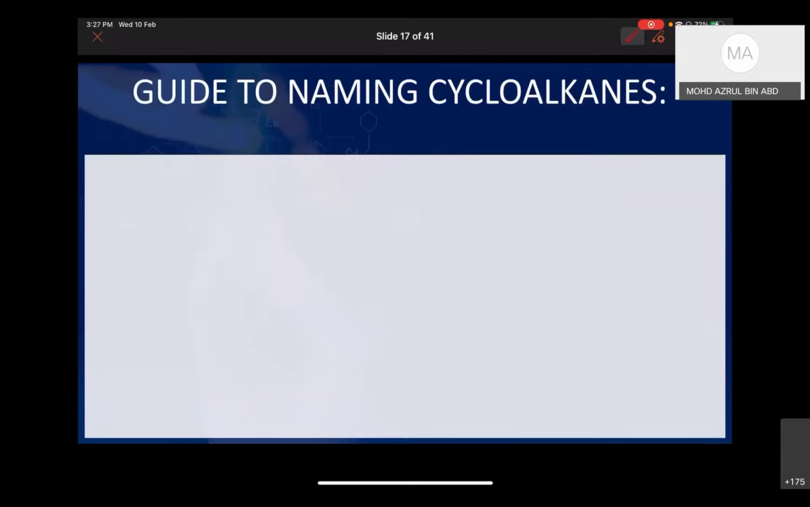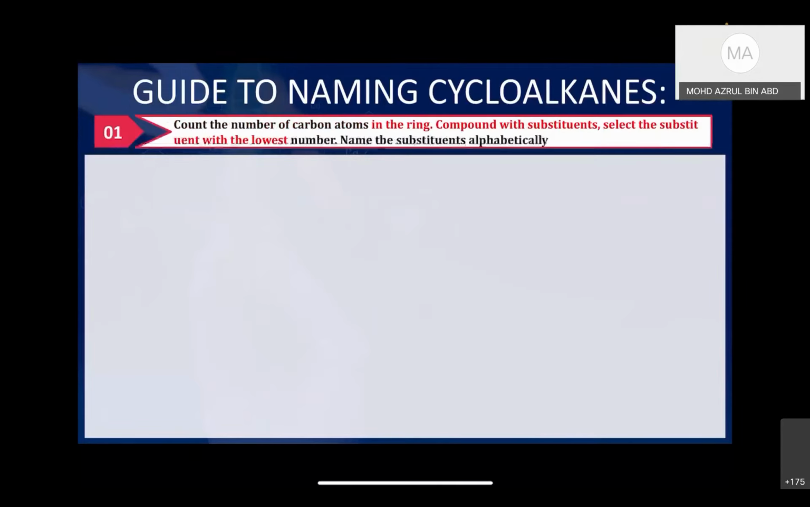Cyclo Alkene. Okay, we move to the Cyclo Alkene. For the Cyclo Alkene, same as with the Alkane, first we need to know the number of carbon at the ring. After you determine the number of carbon of the ring, then we can name the compound based on the number of carbon. For example, like this one.